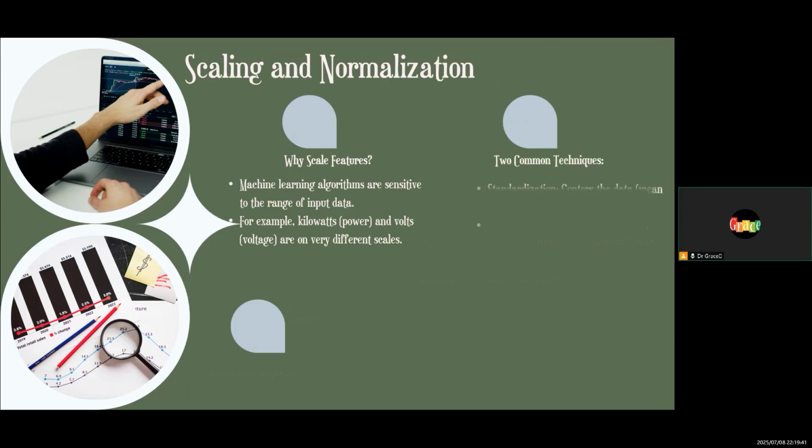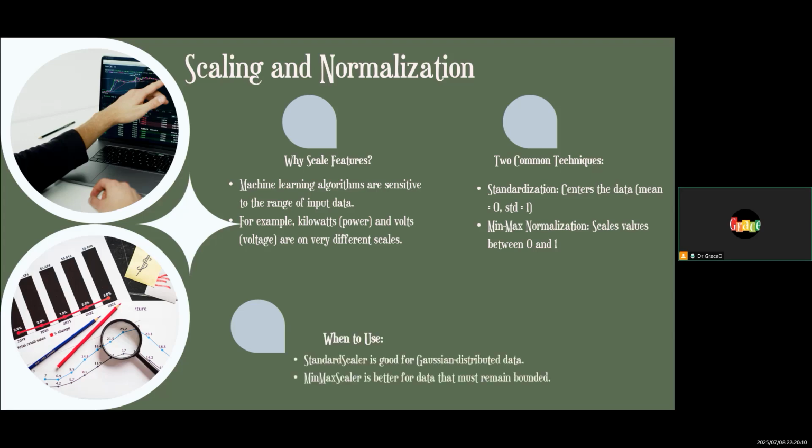Two common techniques we can use for scaling are standardization and min-max normalization. What standardization does is center the data so that 0 is the mean and 1 is the standard deviation, also symbolized as STD. Min-max, that is minimum-maximum normalization, helps to scale values between 0 and 1. When do we use these two techniques? StandardScaler is good for Gaussian distributed data, whereas MinMaxScaler is better for data that must remain bounded.